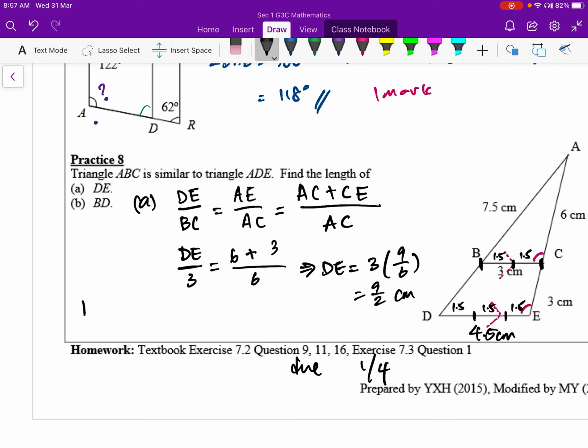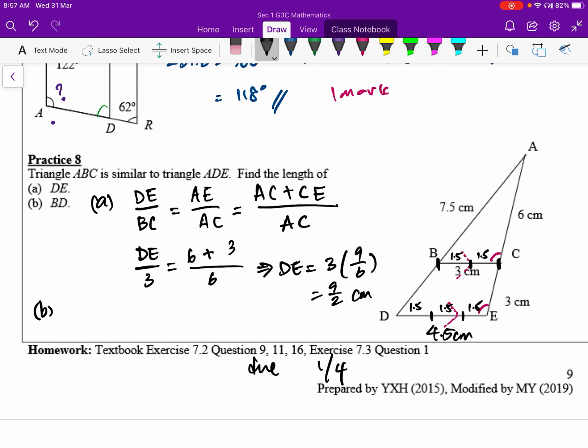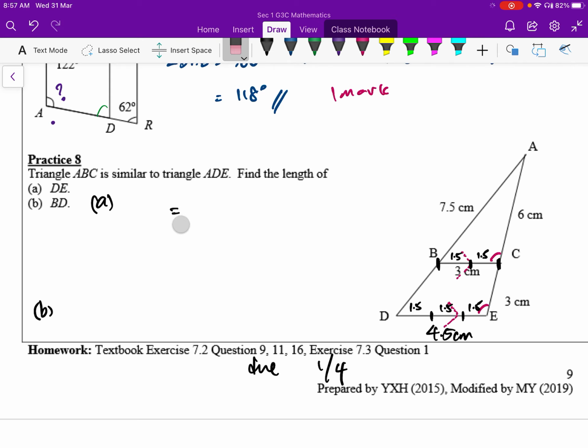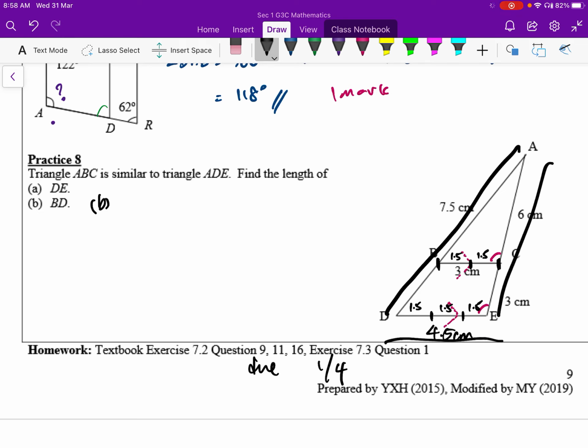And then part B, the length of BD. Erase all this. Now BD is not one of the 3 lengths of any of the triangles. Do you see that? There are 2 triangles, and each triangle has 3 sides. This BD is not one of the 3 lengths of the 2 triangles. It doesn't belong to the small triangle, neither is it one of the 3 for the big triangle. Rather, it is a part of one side of the big triangle.